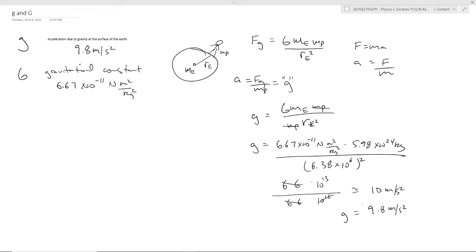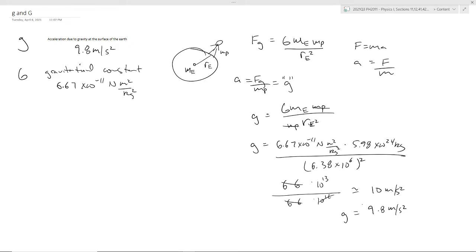And part of why I'm showing you this is because I wanted to head off the confusion: this doesn't have anything to do with the centripetal acceleration. This is just the force of gravity at that distance from the mass, from the Earth.